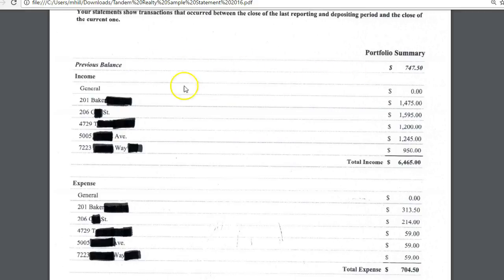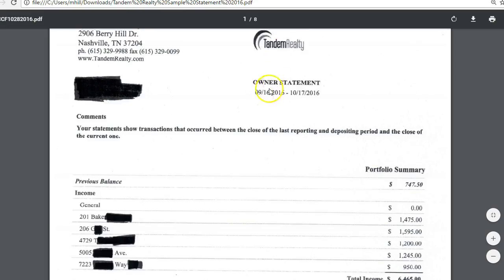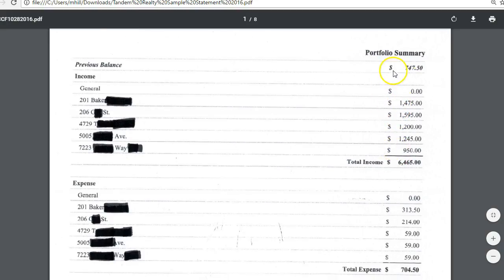The same concept works here. We want to have your previous balance, which on this one is through September 15th. So your previous statement should have this amount showing at the end of September 15th, and then the beginning balance should be the same here for this statement. Whatever your ending balance was on the prior statement should say the same as your previous balance here. And then you have income.